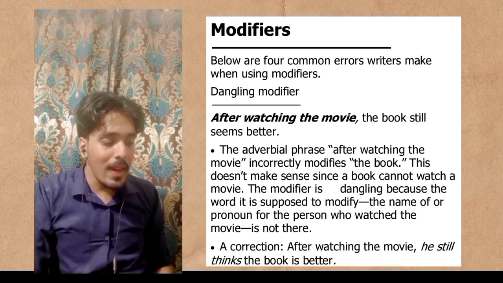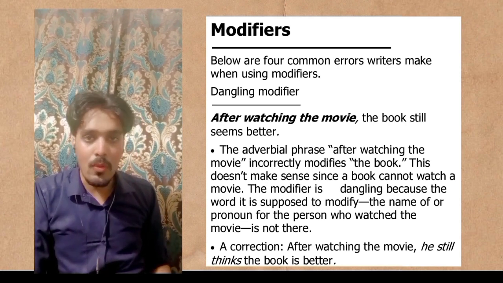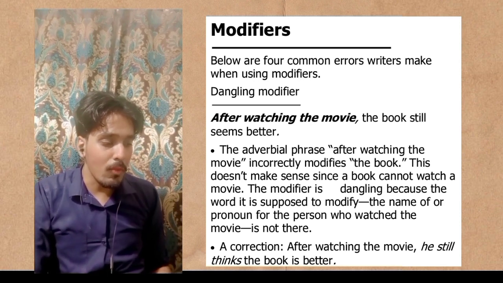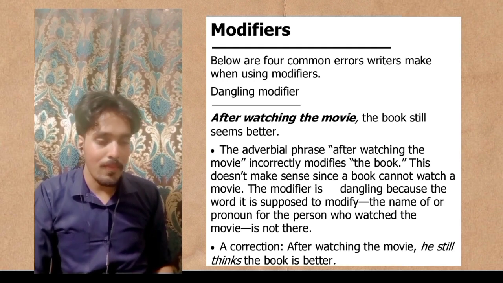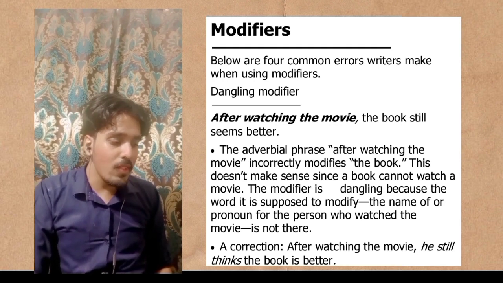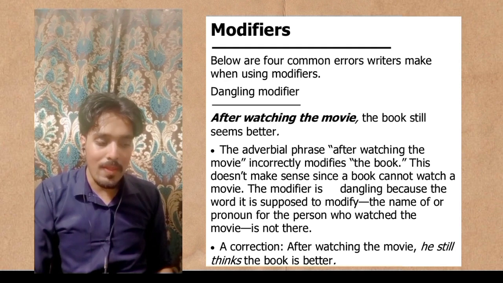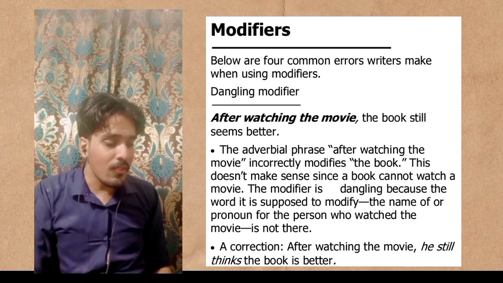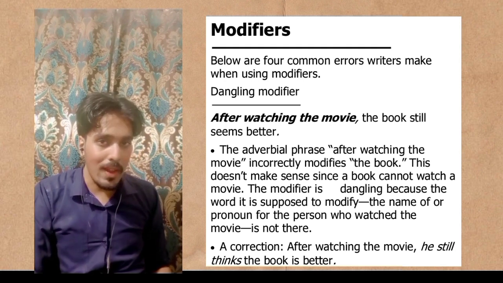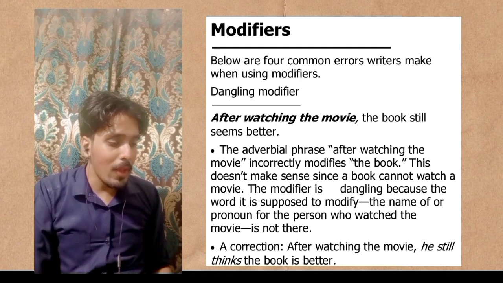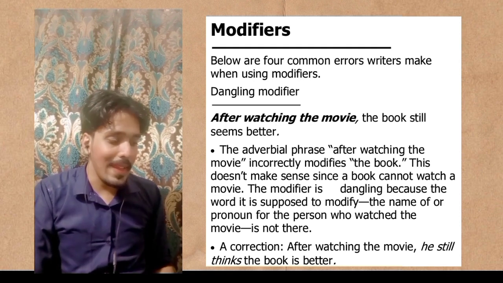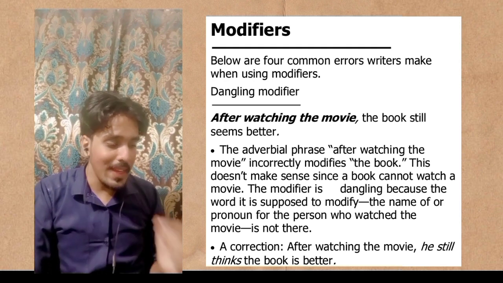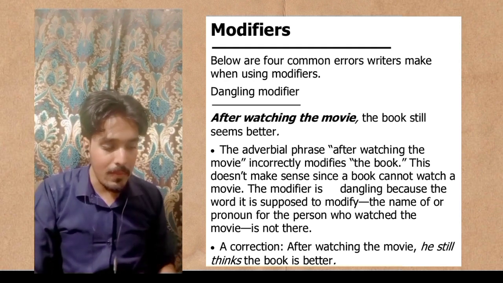There are four common errors writers make when they use modifiers. First one is dangling modifiers. After watching the movie, the book still seems better. The adverbial phrase after watching the movie incorrectly modifies the book. This doesn't make sense. Since a book cannot watch a movie, the modifier is dangling because the word it is supposed to modify, the name of or pronoun for the person who watched the movie, is not there. A correction: after watching the movie, he still thinks the book is better.